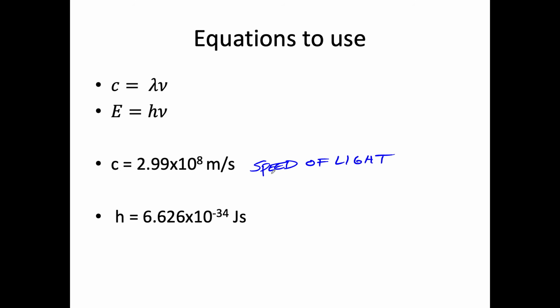When we talk about the speed of light, this is how fast light travels in a vacuum, and it's 2.99 times 10 to the 8th. And so this is this equation here. This is the wavelength. Now, in chemistry, since we use a lot of variables and a lot of constants, you guys need to know what each of these mean.